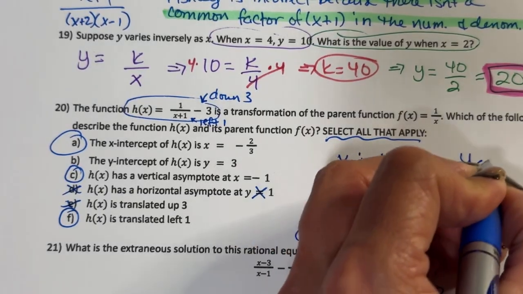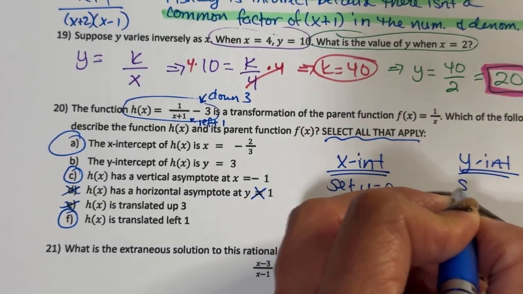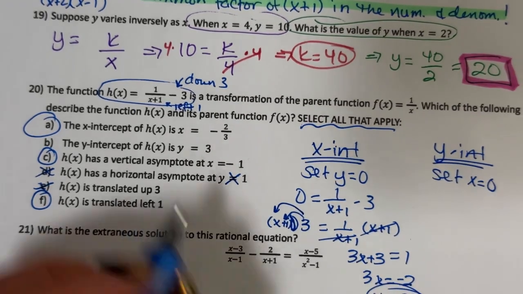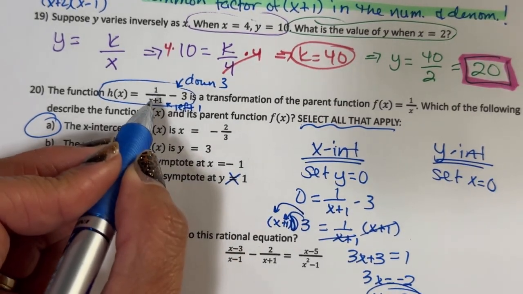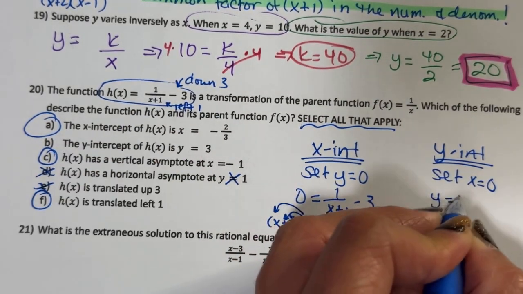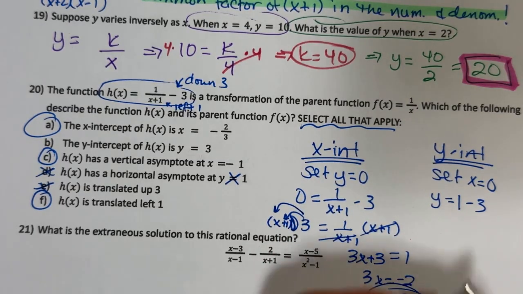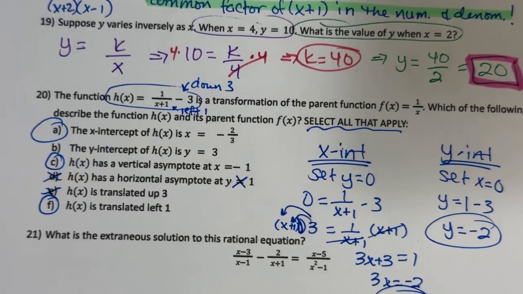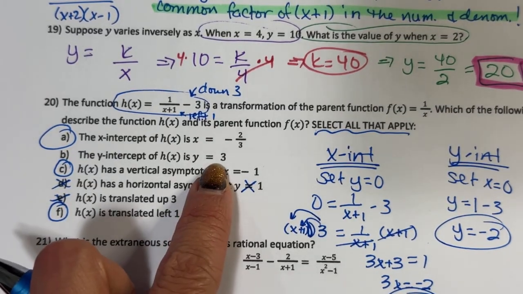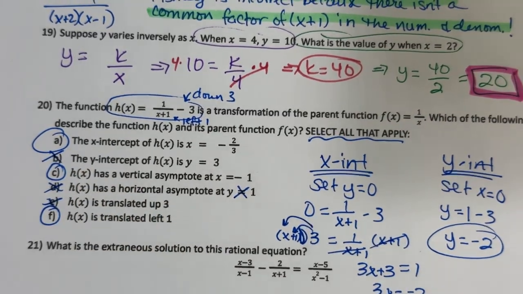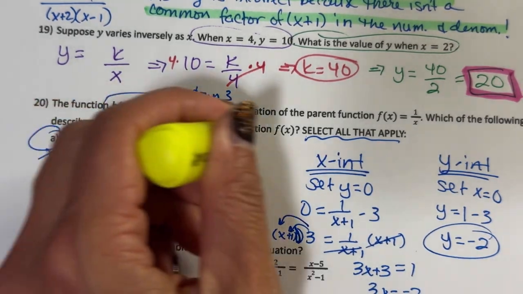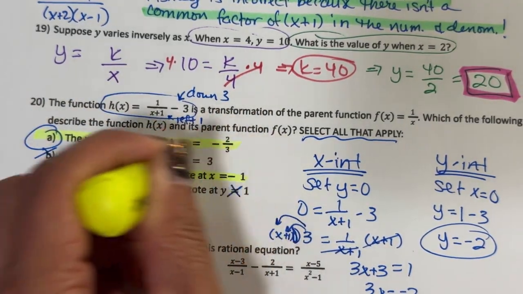Now let's find the y-intercept, and that's where we set x equal to 0. So plug in a 0 for all the x's. Well, if we have a 0 there, then that's just a 1 over 1 minus 3. 1 minus 3 is -2. So the y-intercept is -2. Oh, nope, it says it's a 3. That's wrong. So A, C, and F are the correct answers to the select all that apply problem.